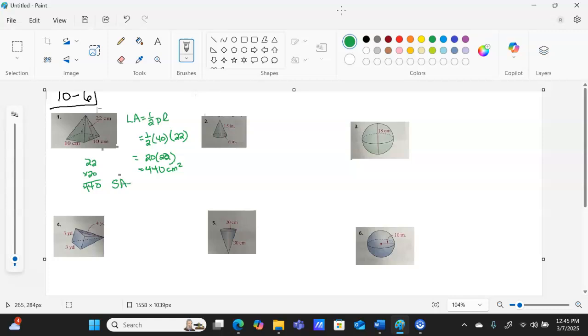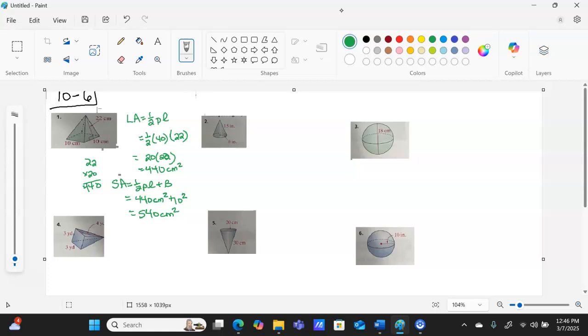And then the total surface area is that. And I'm just used to doing them separately. You can do them all in one step. So the 440 here plus the area of the base would be 10 squared, which would be 100. So that's going to be 540, 100 plus 440.